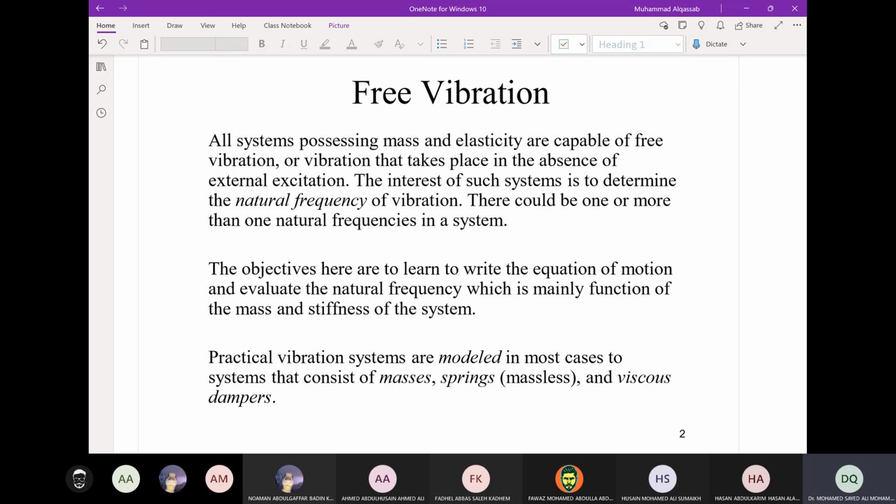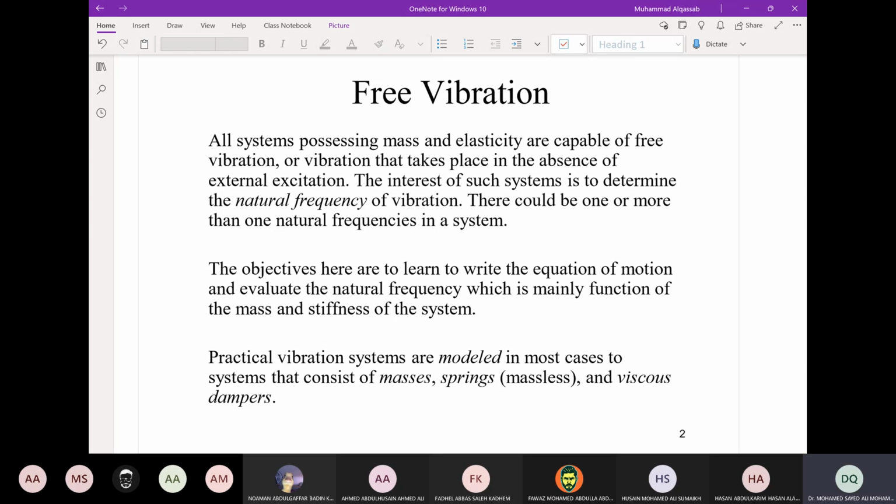So not any object will oscillate or vibrate, not any system will vibrate unless it is a system that consists of mass and elasticity. It will vibrate in free vibration. The definition of free vibration is the vibration that takes place in the absence of external excitation. I mean, there is no force imposed on the system to let it oscillate. So it is oscillating on its own after an initial disturbance from the equilibrium.